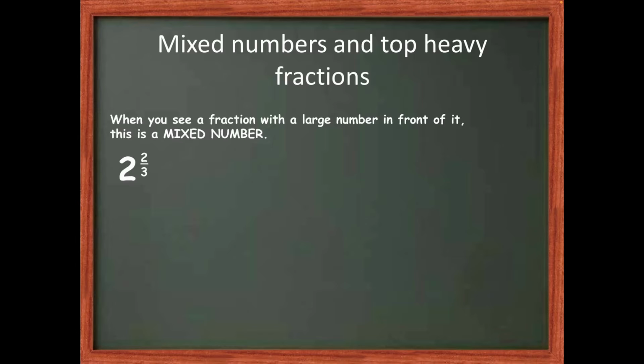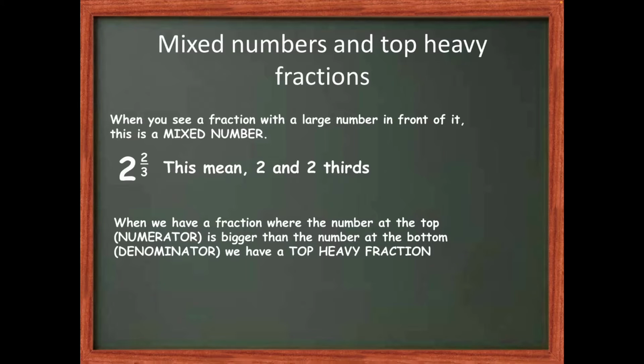Okay, let's have a look at what we mean by a mixed number. A mixed number is when you have a fraction and a large number in front of it. This means you have 2 and 2/3.